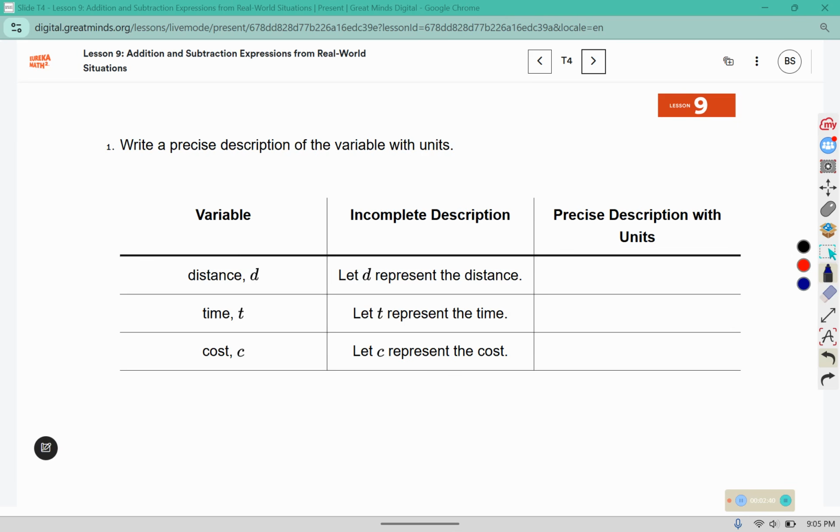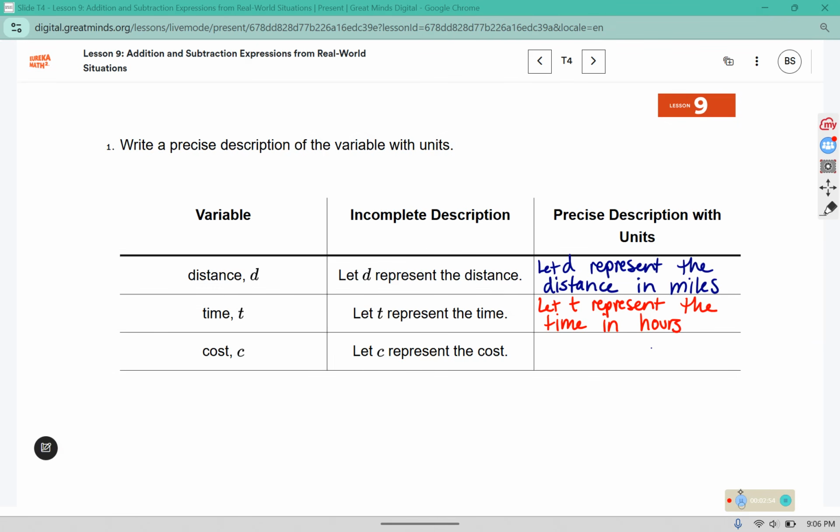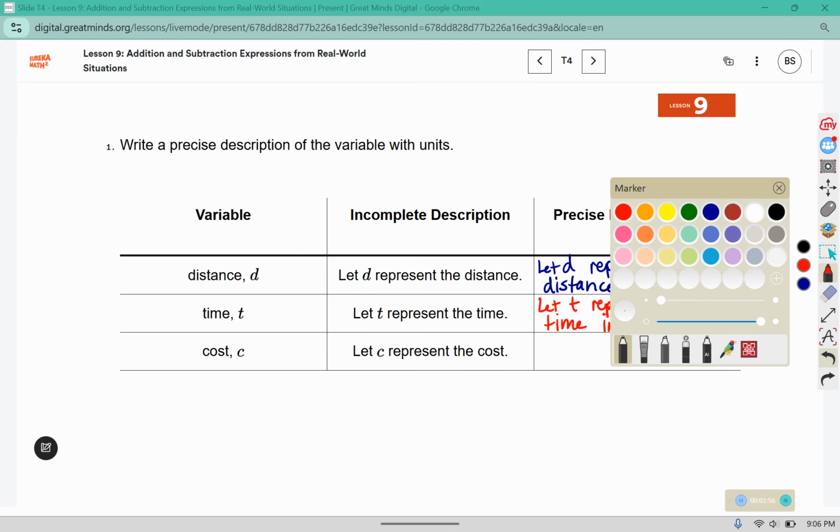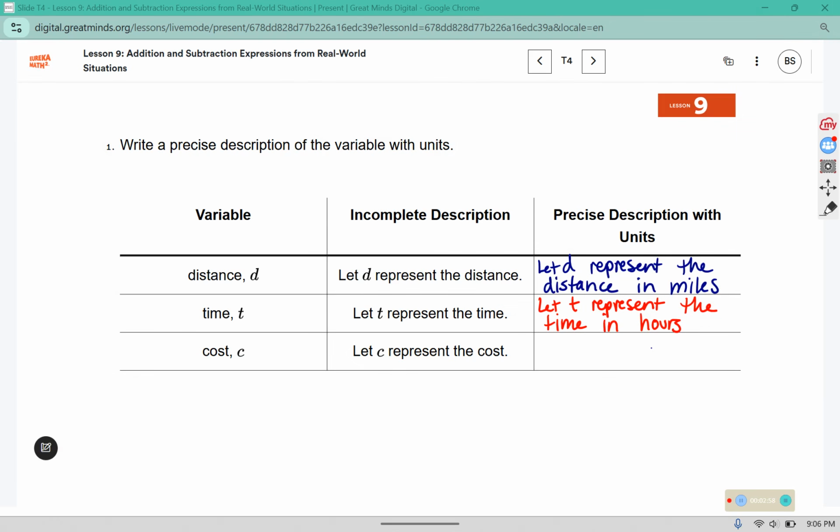So distance is d. Let d represent the distance, but we need the units to be included as well. For t, we're going to say let t represent the time in hours. And the cost should be measured in dollars.